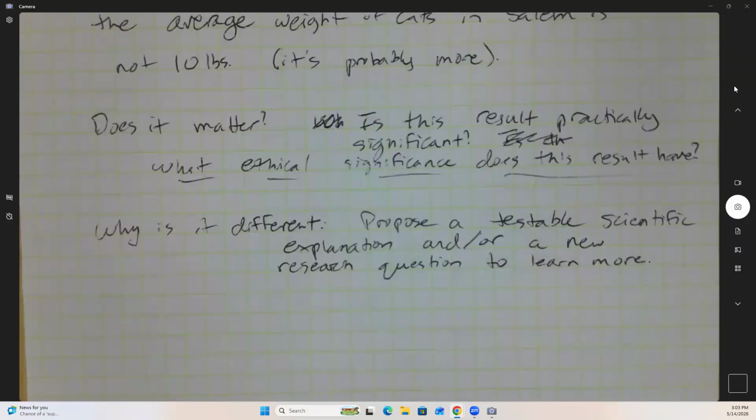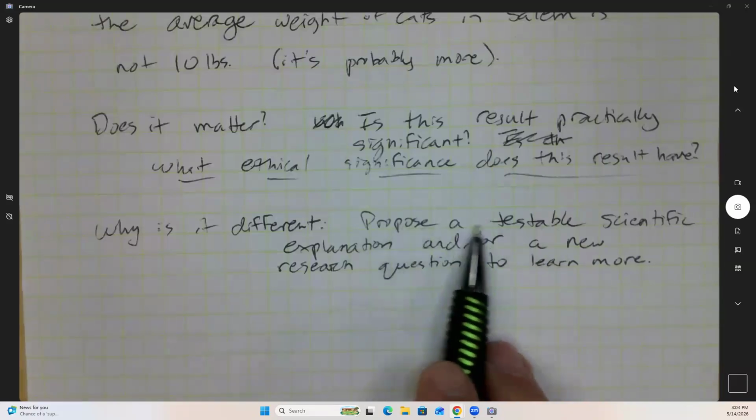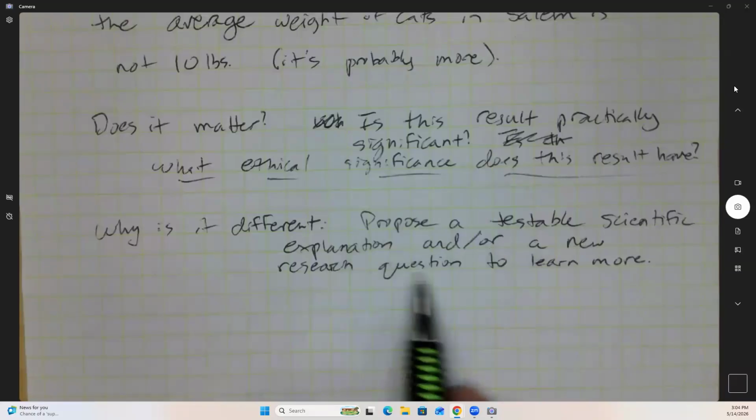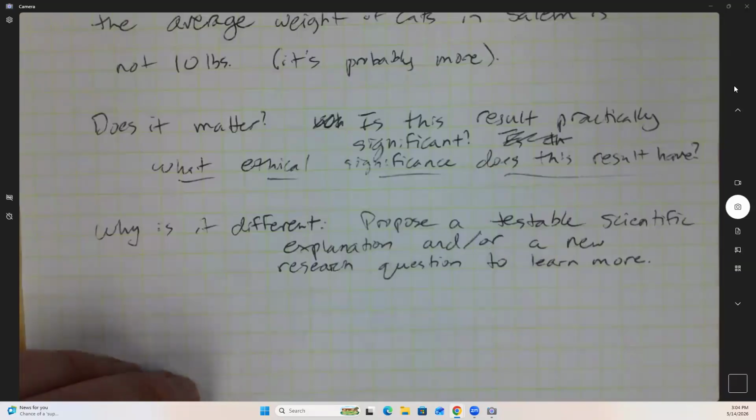A research question can be, what's different about their diets? I'm not saying there's a difference in their diets. I'm saying what's different about it. That's an open-ended research question. And now you're doing descriptive data, right? You learn through the process that cats are eating more food or something like that. But you get to propose either a testable scientific explanation and or a new research question to learn more. Okay.